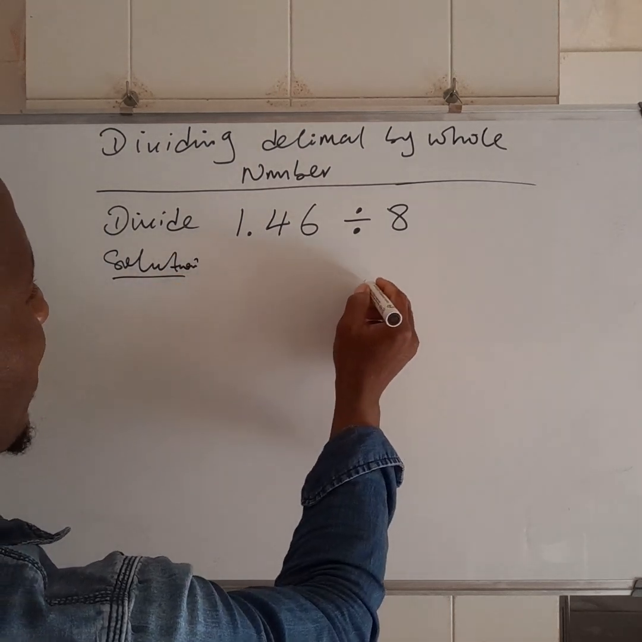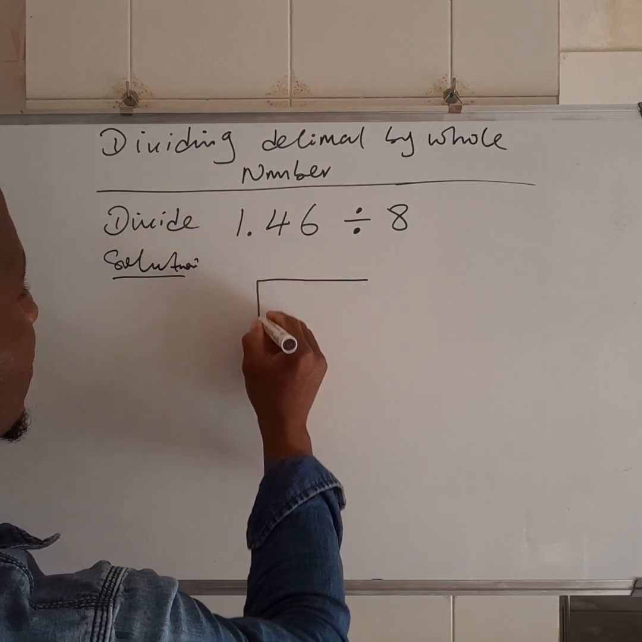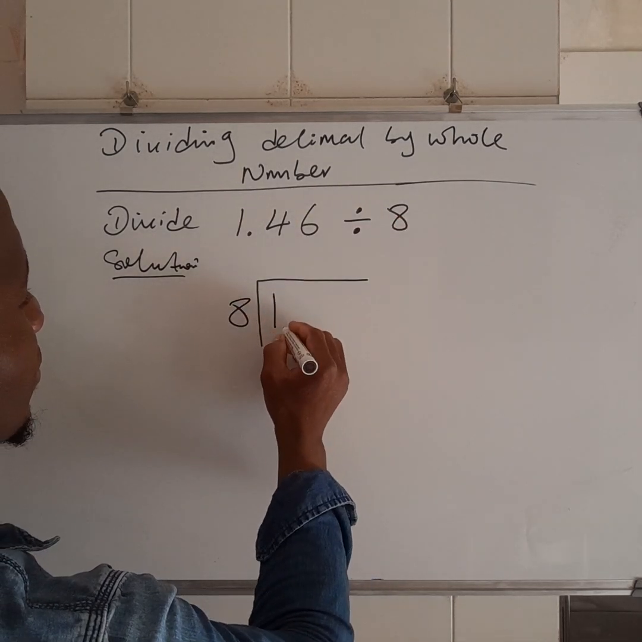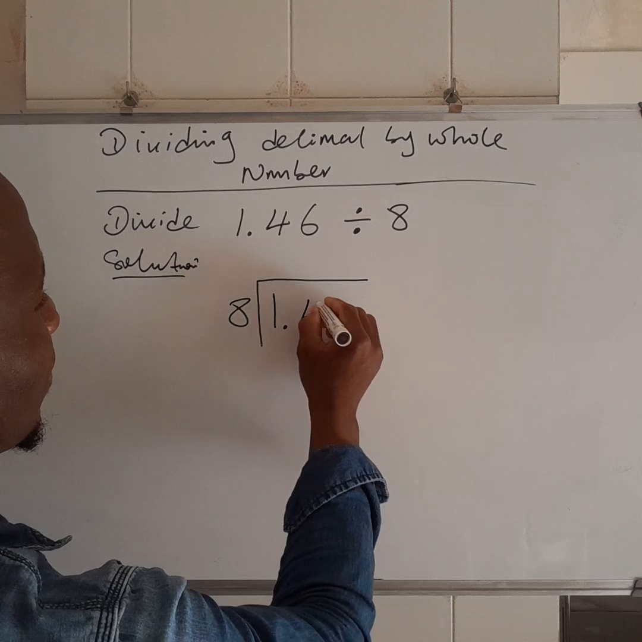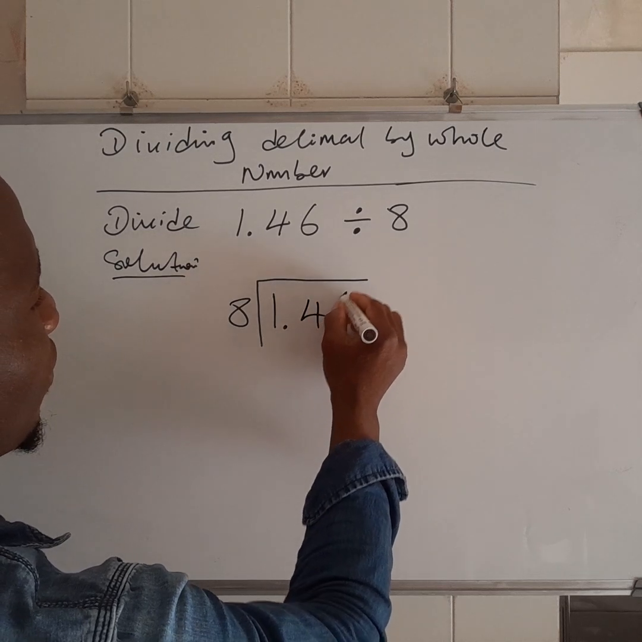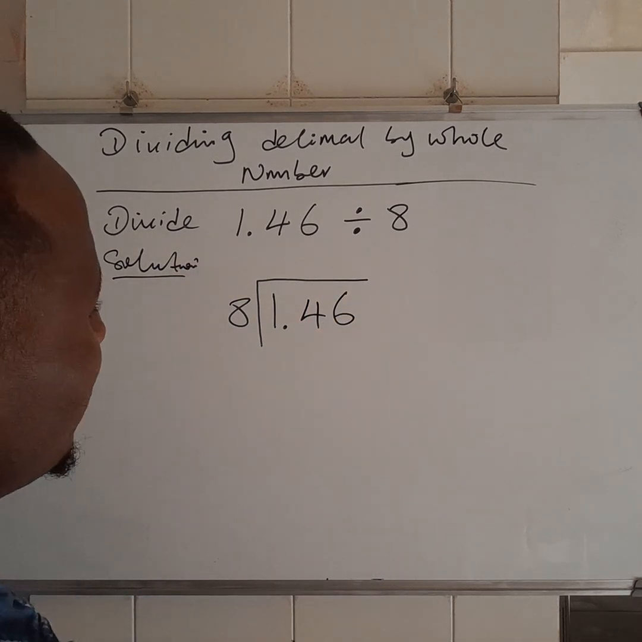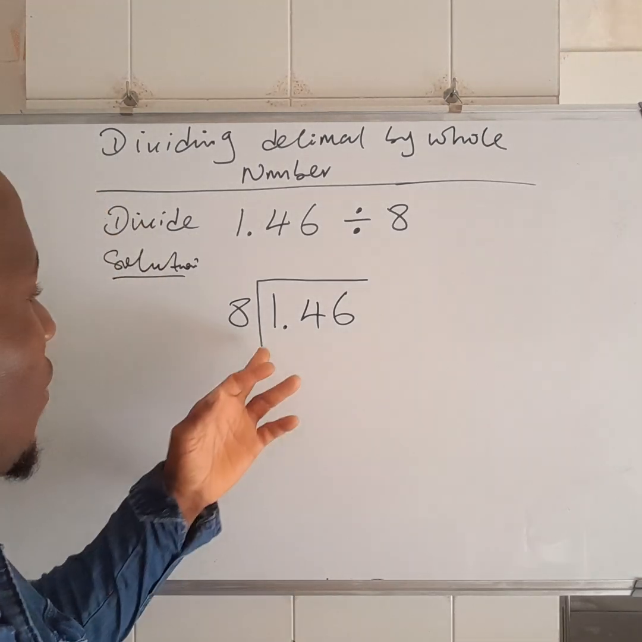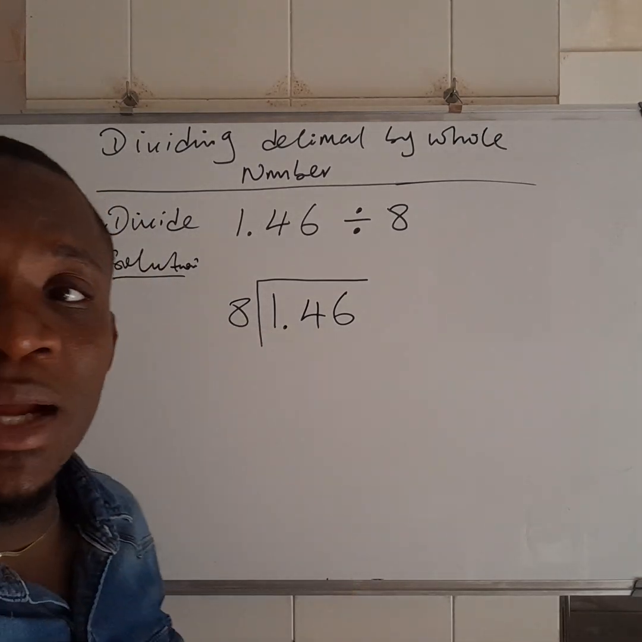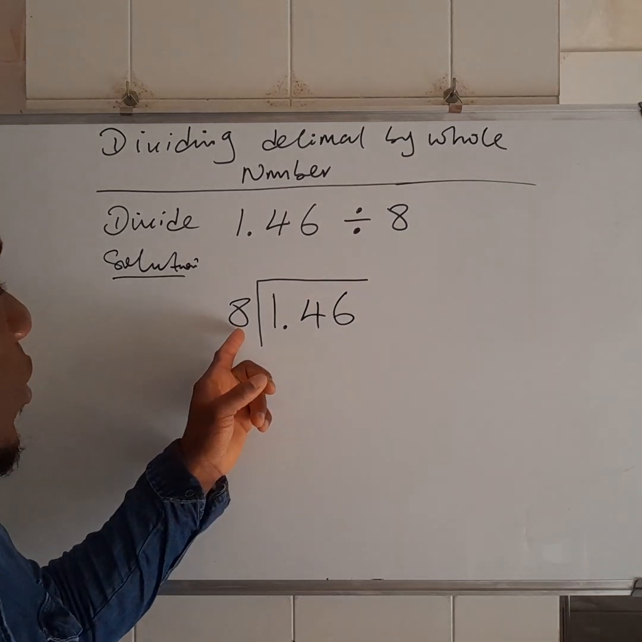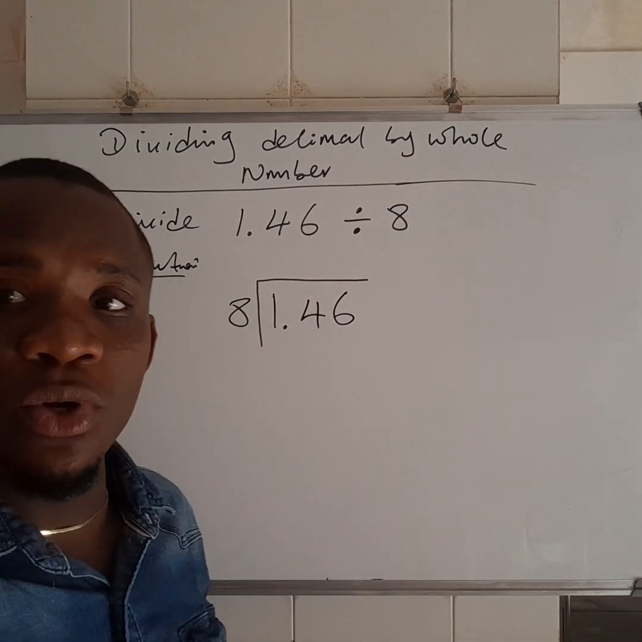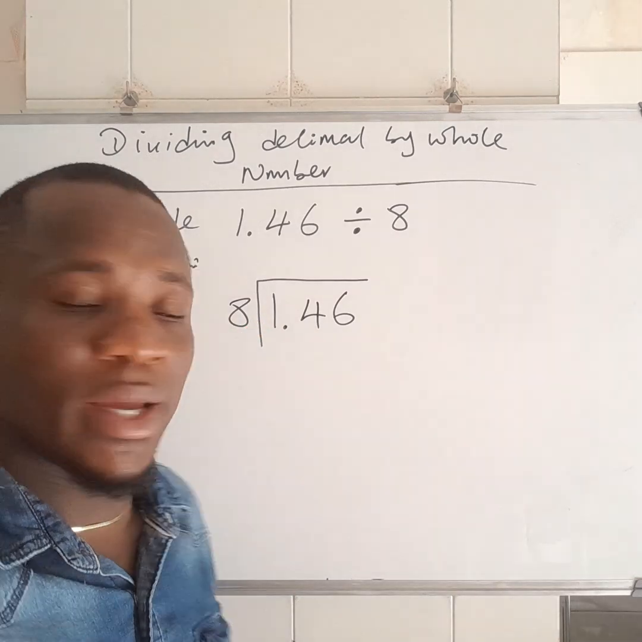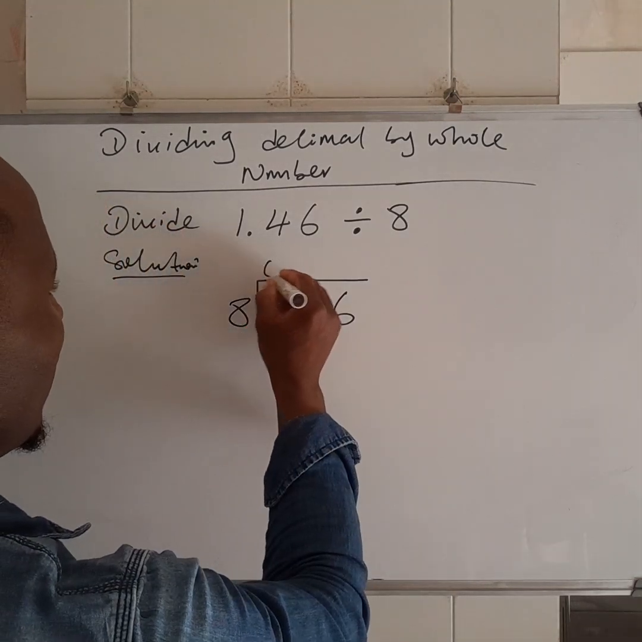Okay, so remember your long division symbol. This is your divisor, the outside, and your dividend inside. 1.46. Okay, so how many times does 8 go into 1? Of course, it's not possible. So you think of a number that you multiply by 8, so that your result will be less than or equal to 1. All right, so of course, nothing other than 0. So put down 0 here.